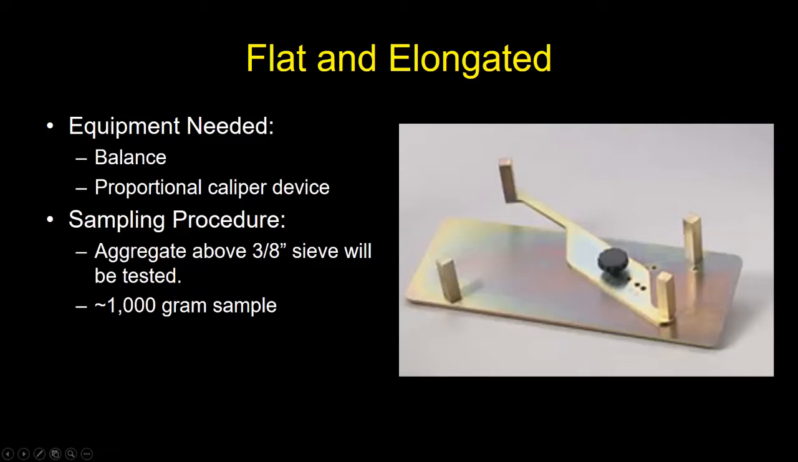You always want to do it on large aggregate. There's no point in doing it on small aggregate because it's not going to be worth it to test that. So you always test it on 3/8 inch material or larger, and you want a 1,000 gram sample. You don't want to test 10 pieces, like 10 rocks, because that's not going to be a good sample for actually what you're putting out in the field. You want a big enough sample to where it's going to give you really proportionally what you have and how much is flat and elongated.